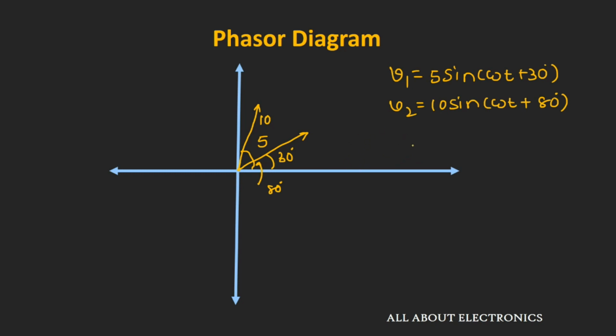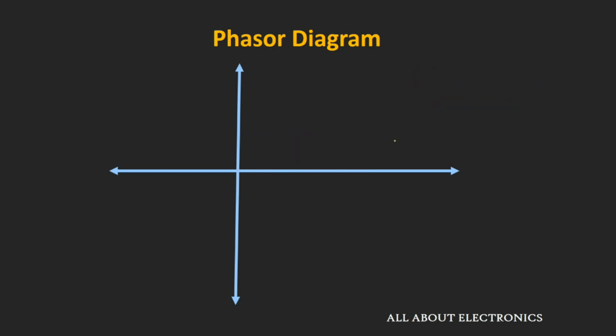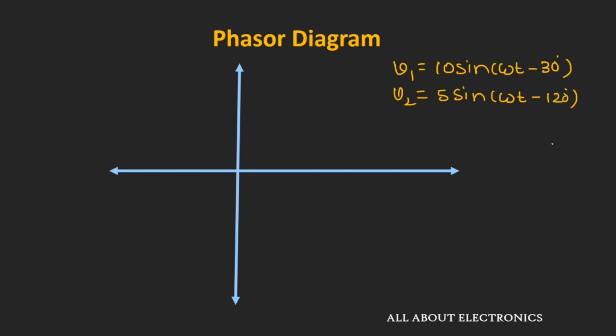So now let us see one more example based on this phasor diagram representation. Let us say we have a voltage V1 equal to 10 sine omega t minus 30 degree, and the second signal is V2 equal to 5 sine omega t minus 120 degree, and we want to represent those signals on this phasor diagram. The first signal is 10 sine omega t minus 30 degree. So we will draw a vector with an amplitude of 10, and it will make an angle of minus 30 degree with the horizontal axis.